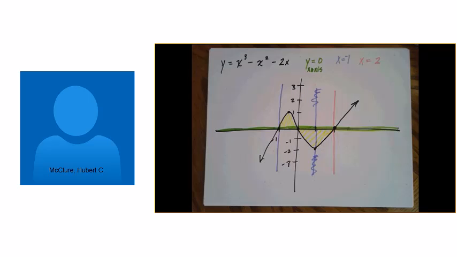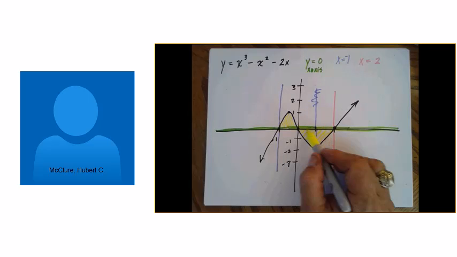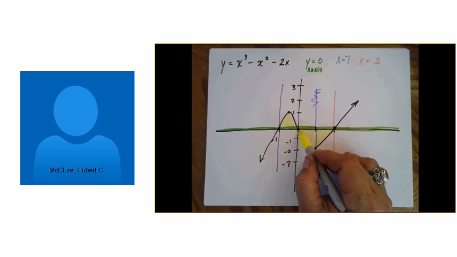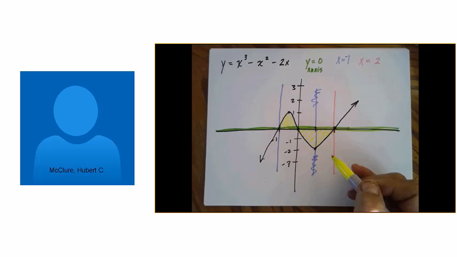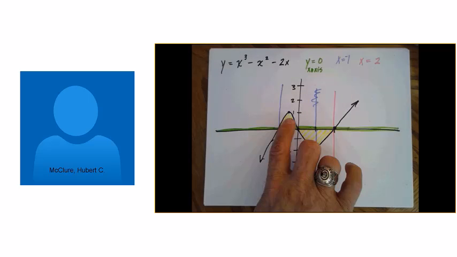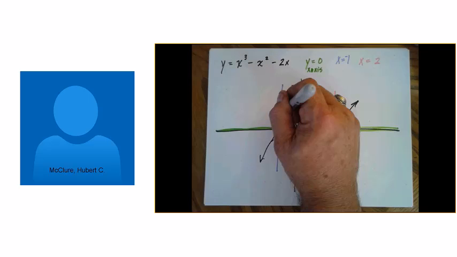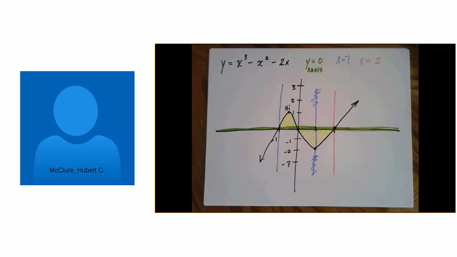They want to know the area from -1 to here, that area right here above the green line, and the area below the green line right here between what? 0 and 2. Now, we don't have to find out where they intersect because you see where they intersect. But which one's the high line right here? The black. So here, the high line is the black. Which one's the high line here? The green.